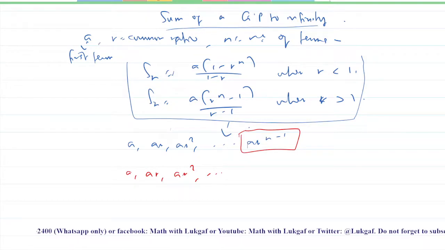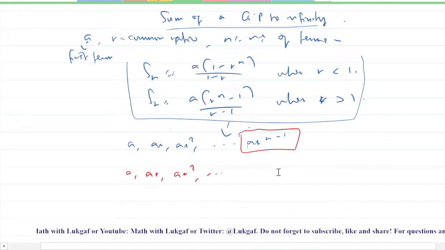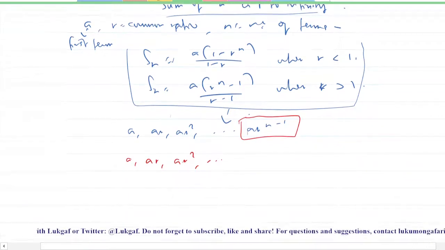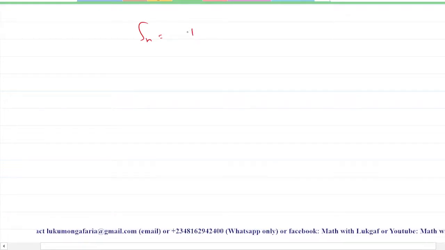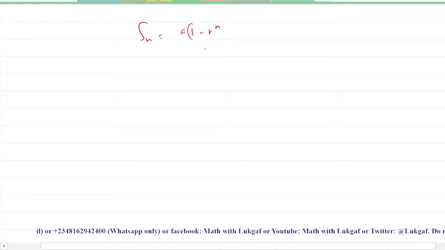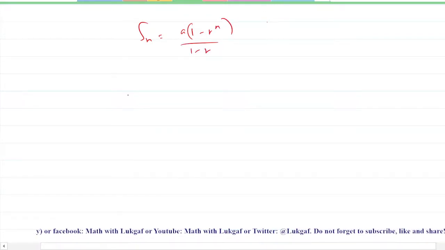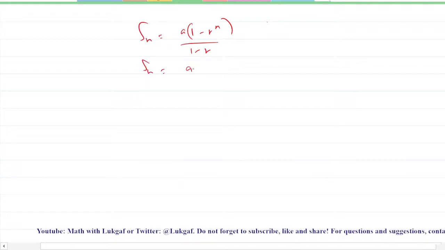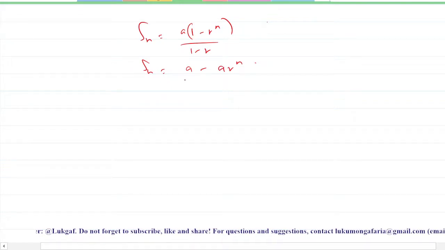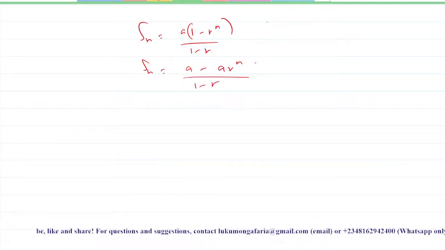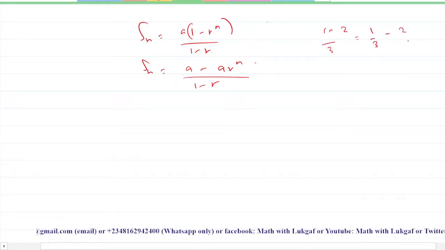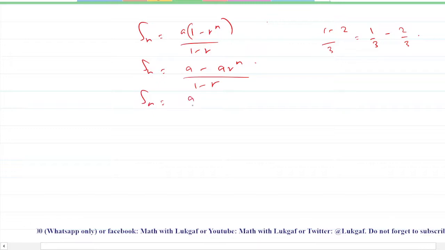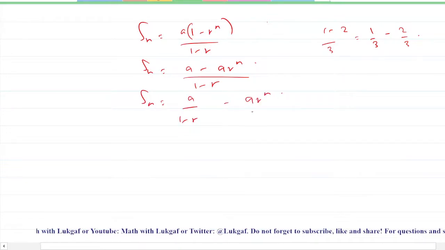So how do you now find this sum? It is not difficult to do. Let me quickly derive a formula for you. You can get this formula from what I've informed you now. From the formula we obtained already, recall that your Sn is A into 1 minus R to the power N, divided by 1 minus R. If I open the bracket, I can have A minus AR to the power N, divided by 1 minus R. And it's just like when you have 1 minus 2 divided by 3, I can split it into 1 over 3 minus 2 over 3. So I can have A over 1 minus R, minus AR to the power N divided by 1 minus R.